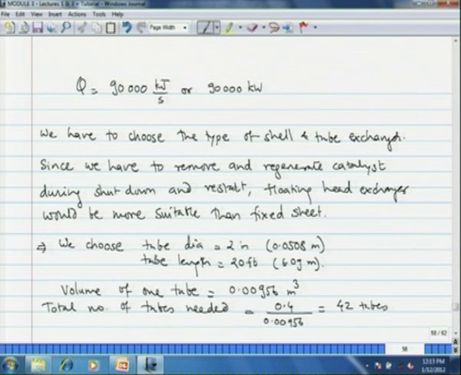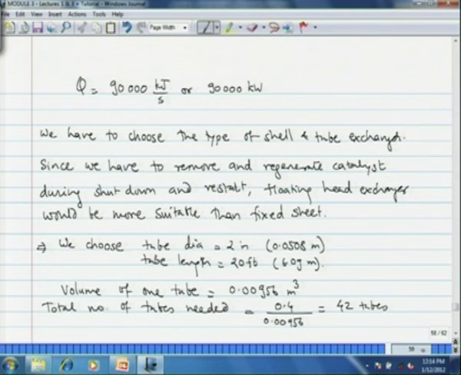Now, we have to choose the tube diameter and the tube length. Okay. We choose 2-inch diameter of the tubes so as to have sufficient flow velocity as well as heat transfer rate, and the tube length we choose as 20 feet depending on the typical sizes of the reactor that are available. Okay. The volume of one tube will be 0.00956 meter cube. So, the total number of tubes that will be needed for making up the 0.4 meter cube reaction volume will be 0.4 divided by 0.00956, that is equal to 42 tubes.